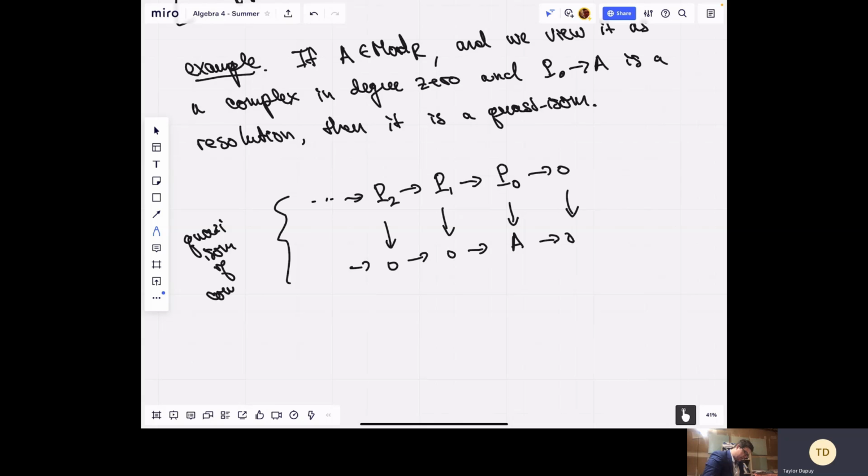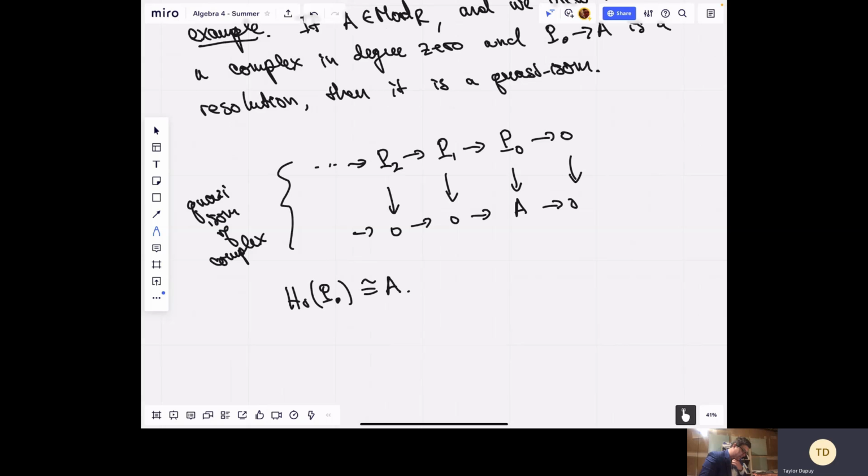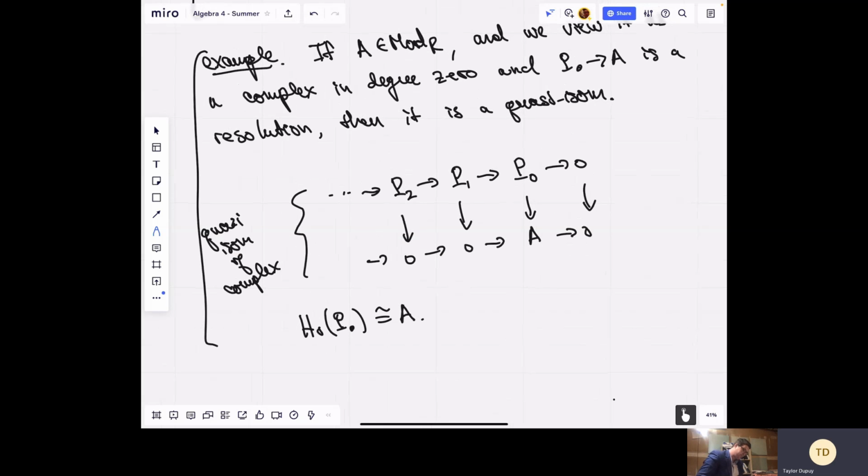Okay, and so this thing is a quasi-isomorphism of complexes. And that's because H_0(P) is isomorphic to A, because if you just take this sequence and move it out, then that would be an exact sequence. And so the map from P0 to A would be a surjection, and the kernel would be the image of P1. And that's what computes the zeroth homology.